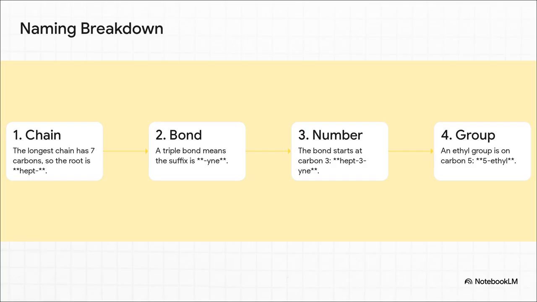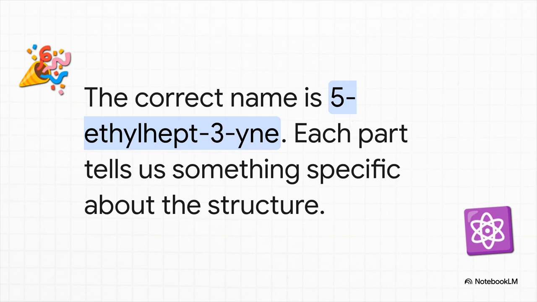Step 2, what kind of bond is it? It's a triple bond, so that means it's an alkyne, and we add the ending -ine. Step 3, numbering. We want to give that triple bond the lowest possible number, so if we start from the left, it begins on carbon number 3. And finally, step 4, what about the branches? Well, we've got an ethyl group hanging off of carbon number 5. So you put all those pieces together, and what do you get? 5-ethyl-hept-3-ine. See how that works? Every single part of that name is like a precise instruction. It's basically a perfect blueprint for building that exact molecule.